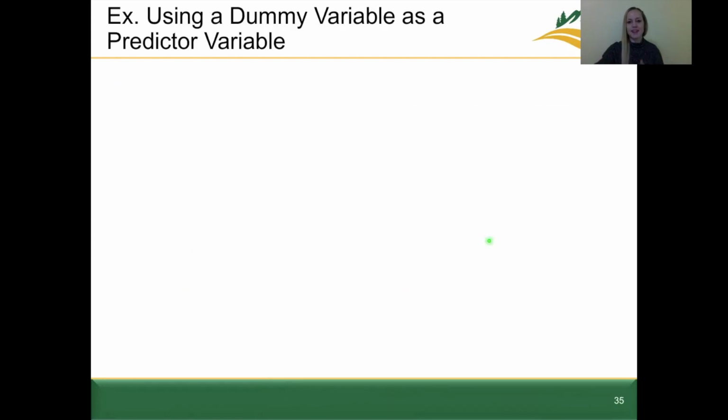For instance then, let's look at this example using dummy variables. I do want to mention here that the book uses this binary definition of gender, so a male being a certain number and a female being a certain number. I'm giving that caveat here just as a heads up.